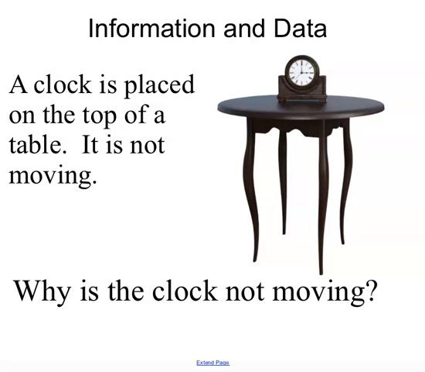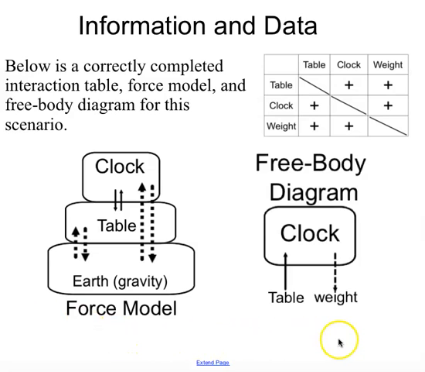Now, you already did your evidence. You know what supports what. You can make a valid claim because you know you have the evidence to back it up. So when we looked at the evidence, you saw that, one, there are no horizontal forces. There are no horizontal arrows acting on the clock. So that's why the clock is not moving horizontally.